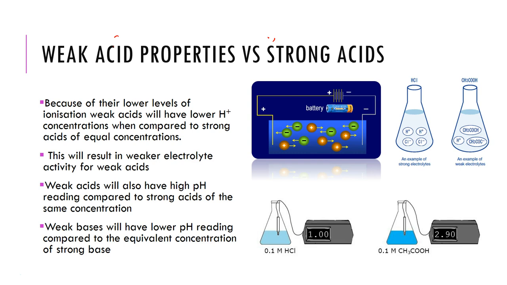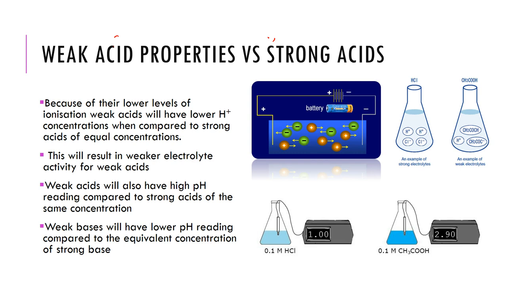So if we think about that in terms of what that means for an electrolyte solution, remembering an electrolyte solution is an ionic solution where the ions are free to move and carry the current. Because weak acids will have a lower level of ionization, they will not be able to carry that charge as well. So they will have weaker electrolyte activity. We would see a lower current reading in our weak acid than we would for our strong acids.